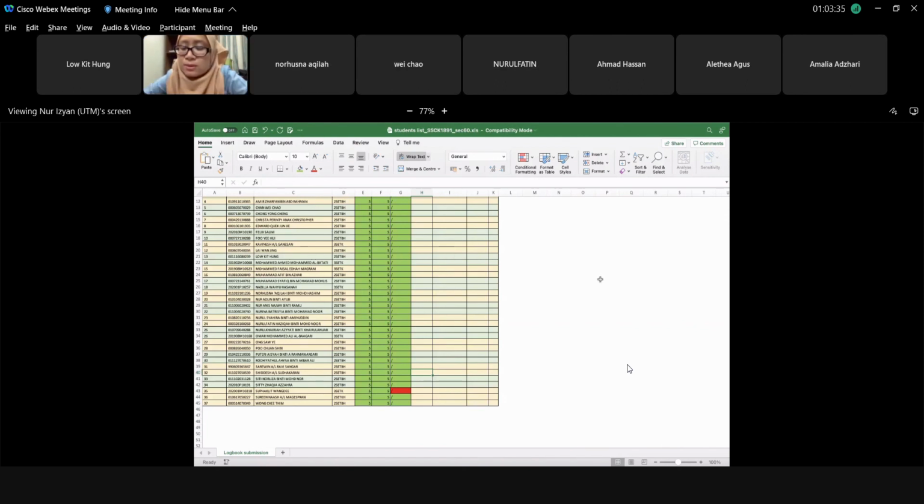Doctor, for the result later, will the doctor upload it in the e-learning? The result for the mean absorption for each sample. Maybe I can ask Dr. Shazwani, Dr. Amy. Okay, I think we have the pre-recorded data from the AAS. We will upload it inside the e-learning. Let me check first.